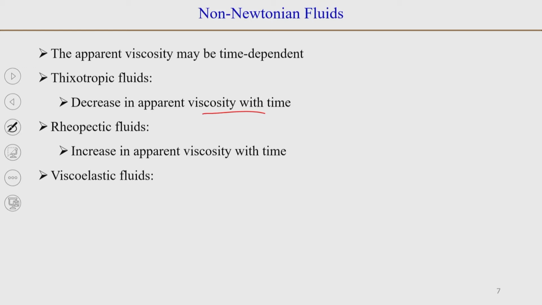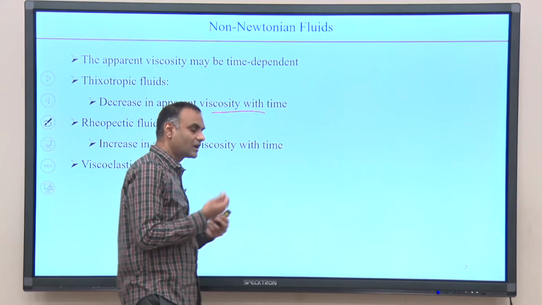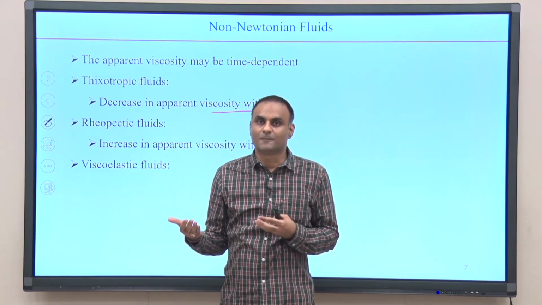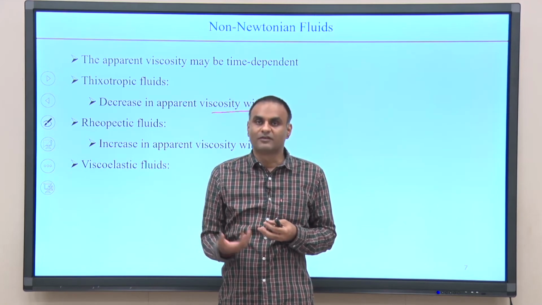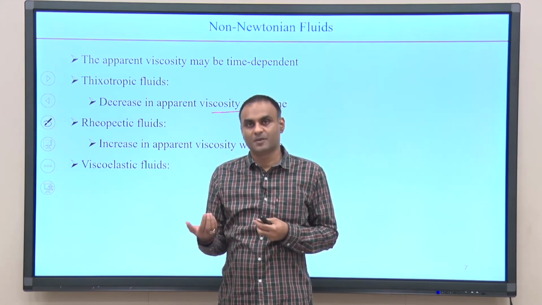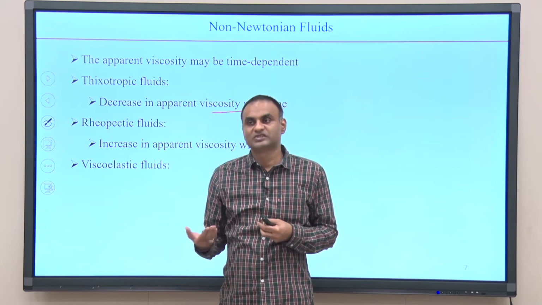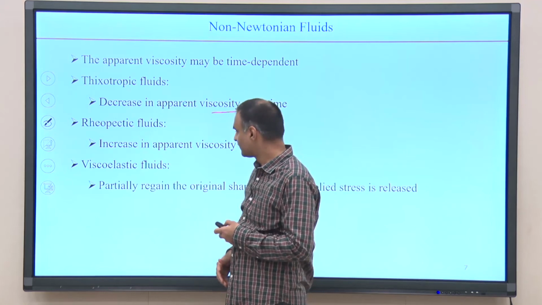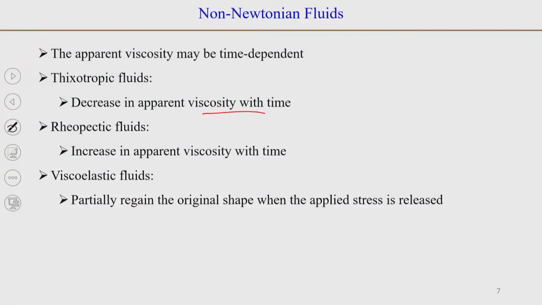Then there is another class of fluid which we call viscoelastic fluid, which shows viscous behavior as well as elastic behavior. Elastic behavior means when you remove the shear stress, the fluid may regain its shape partially. So, that means it shows some elastic behavior. Such fluids are called viscoelastic fluids. So, these are some classifications of time dependent fluids.